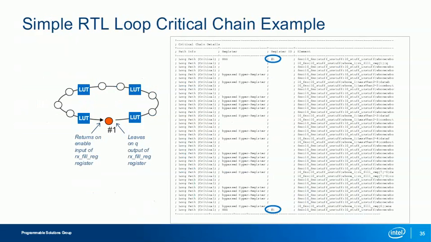Here is an example of the simplest of loop critical chains. It is called an RTL loop, which means that the loop is actually defined in the code itself. A diagram is included on the left to help visualize it. Looking at the critical chain details report, even if you do not understand the chain or the path it is describing, you can see that the critical chain starts at register ID number 1, passes through a series of logic structures and interconnects with available hyperregisters, and returns back to register ID number 1. In this case, it's the RX fill reg register.